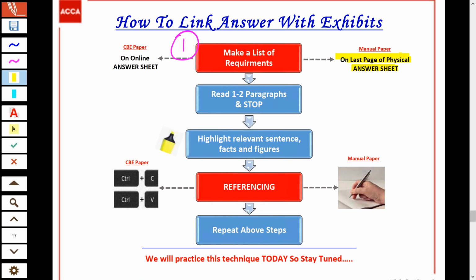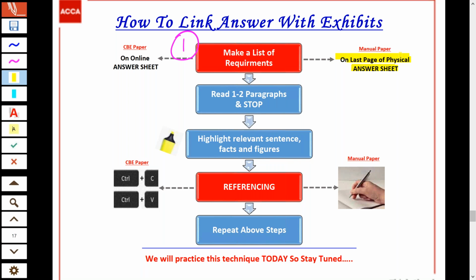And why do I say answer sheet? So that when you are reading the question paper, reading the case, you can keep the answer sheet right beside your question paper, and you can refer to your answer sheet to see what requirements you are actually looking for.